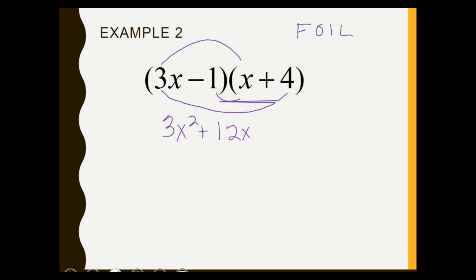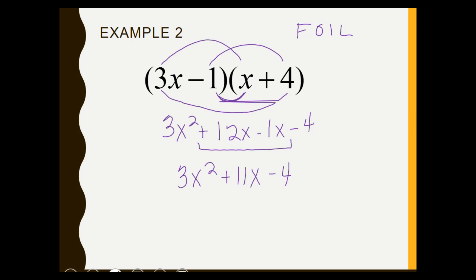I stands for the inside terms. So negative 1 times x is negative 1x. And L stands for the last term. So negative 1 times 4 is negative 4. Once again, simplify the two terms in the middle. So that's 3x squared plus 11x minus 4.